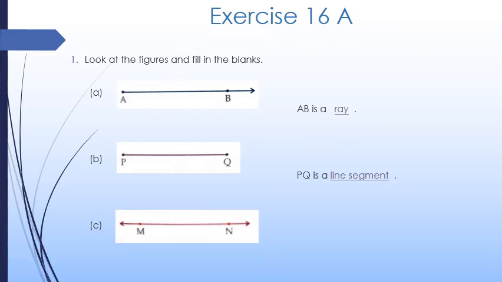Now let's come to the C picture. Here you can see that there is a straight line. Of course it is a straight line, because on both the sides it goes on and on. It has no fixed endpoint, and it is named by the two fixed points which are on it, which are point M and point N. So we can say that MN is a straight line.